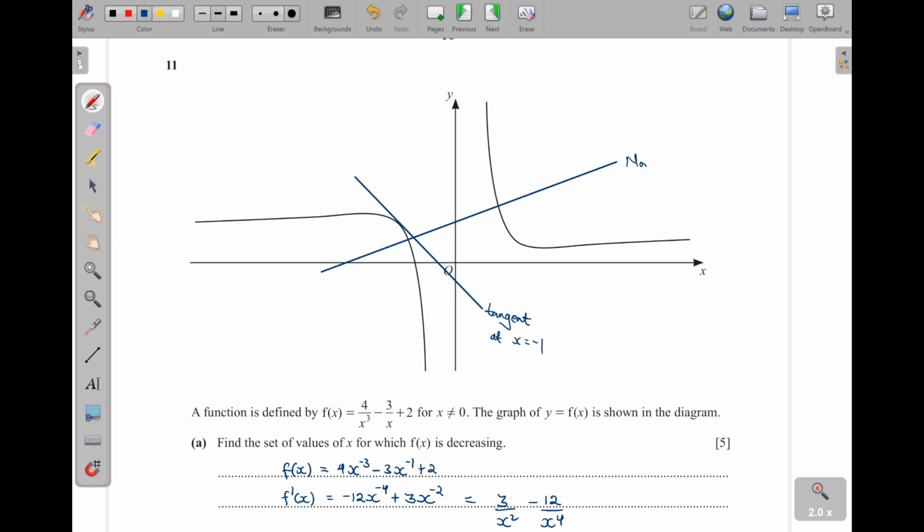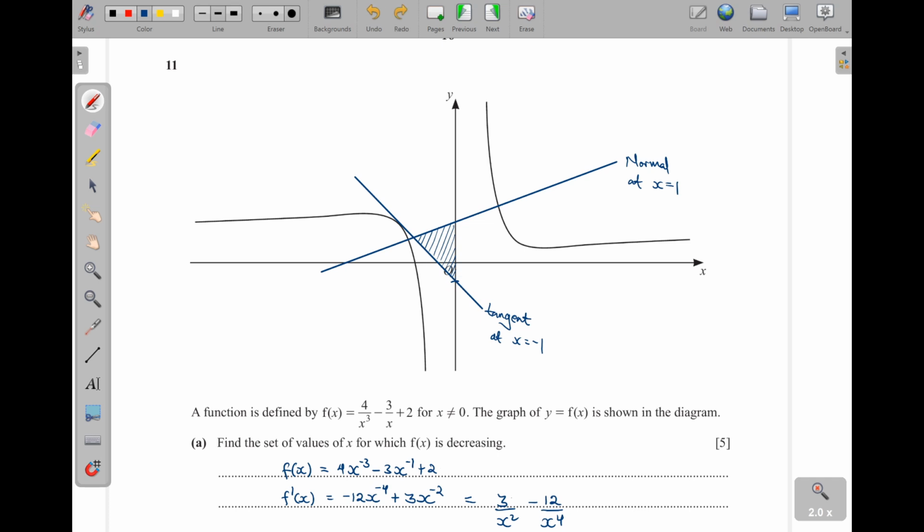This is the normal at x is equal to 1. Now, they want the triangle. This is the triangle that is formed between the y-axis and these two lines. This is the one here. So we need to know where this one cuts the y-axis. In other words, I need to get the equation of this tangent at this point here where x is equal to -1. Of course, when I get that equation of that straight line, I will be knowing the y-intercept here.